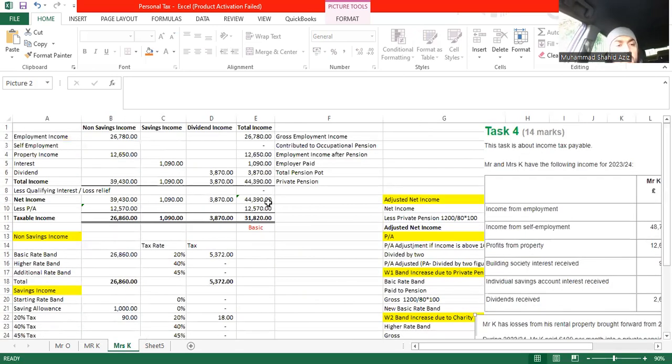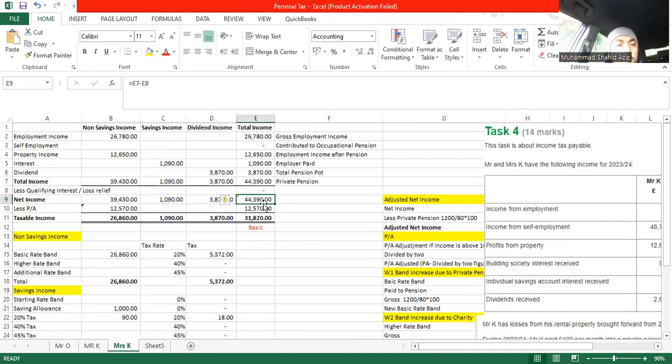Her total net income is 44,390, and she has the full personal allowance. Non-savings income is 39,430 minus 12,570, which is 26,860. Savings income is 1,090, dividend income is 3,870, and total income is 31,820. Now for the basic rate band, 26,860 at 20%, so tax is 5,372.